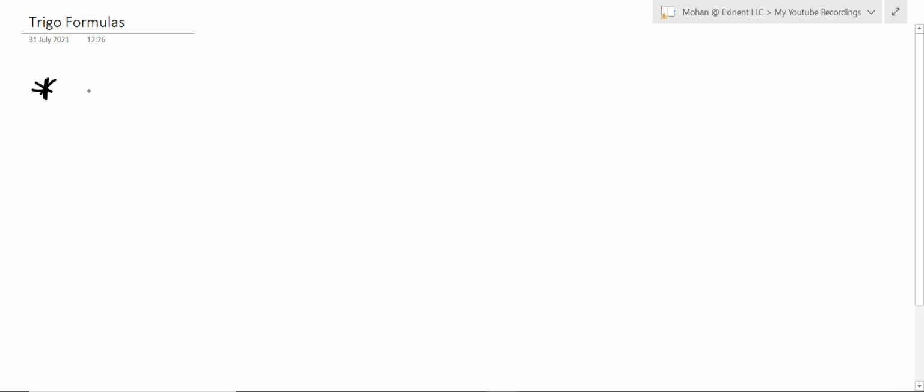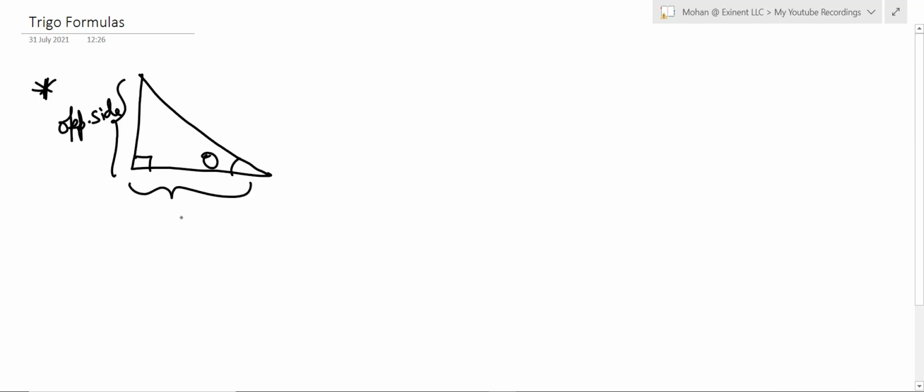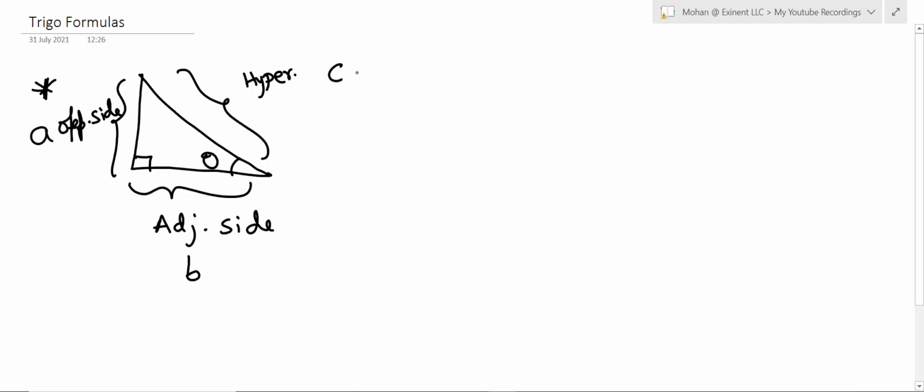Okay. First of all, let's try to write the basic trigonometric identities for a right angle triangle. If this is theta, then this is the opposite side, this is the adjacent side, and this is the hypotenuse. For the time being, let us suppose I am calling the opposite side A, the adjacent side B, and the hypotenuse C. Of course, the hypotenuse C will become square root of A square plus B square according to the Pythagoras theorem. But for the time being, I just wanted to say it as C.